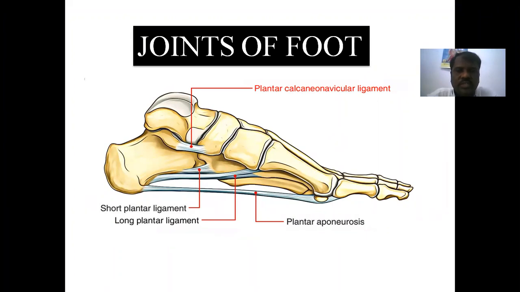Before discussing the joints, we should know what the tarsals are, how many metatarsals, and how many phalanges are there to form the joints. The largest bone in the tarsals is the calcaneum, then talus, navicular, cuboid, and three cuneiform bones. Next, there are five metatarsals and 14 phalanges.